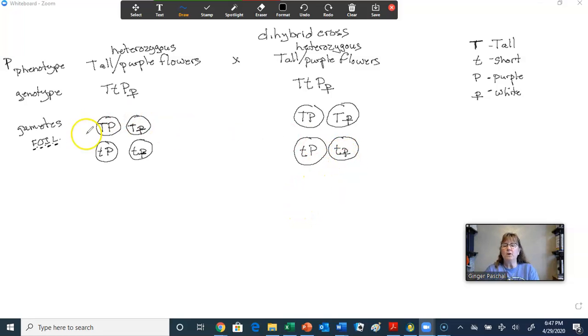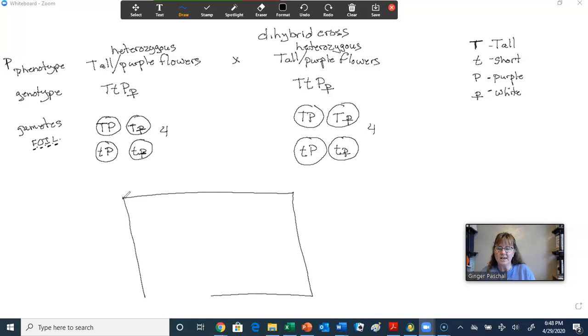Now, once we have our gametes, this determines the size of our Punnett square. Since we have 4 types of gametes here and we have 4 types of gametes here, we're going to have a very large Punnett square. So we're going to have a 4 by 4 Punnett square. I apologize for my angles here. It looks kind of weird, but you get the idea.